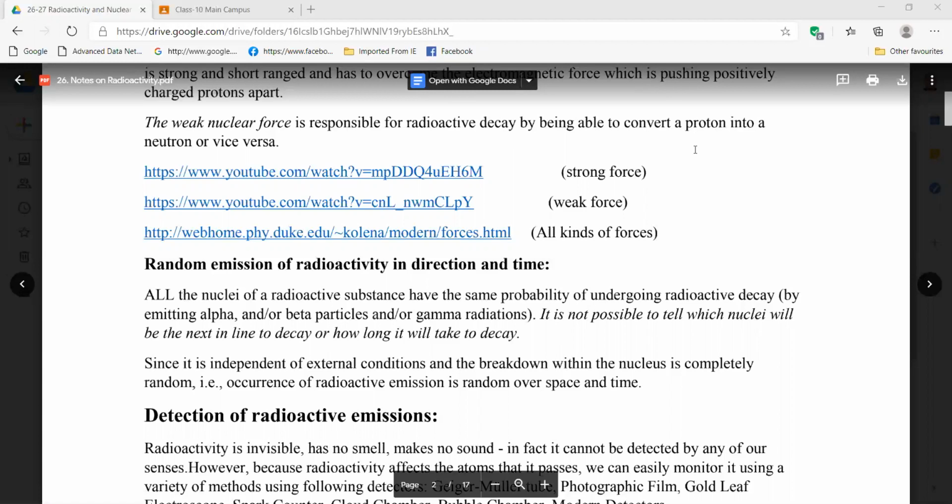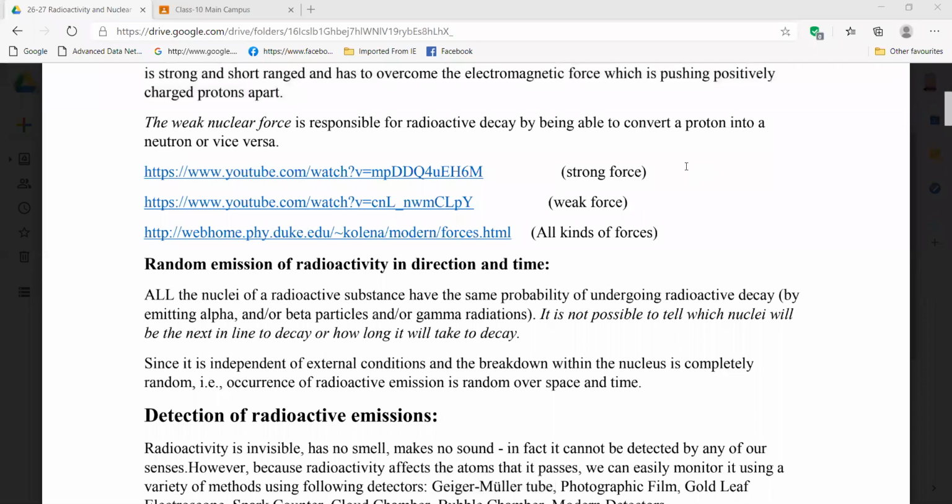Are you familiar with this name, positron? Hello, Ziba. Yes, Ziba, are you familiar with this name, positron? No, sir.